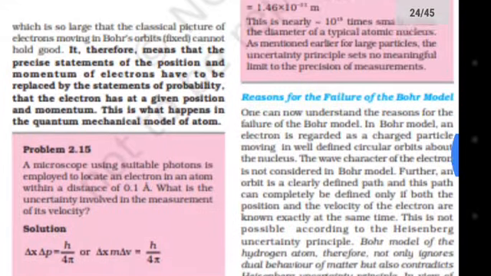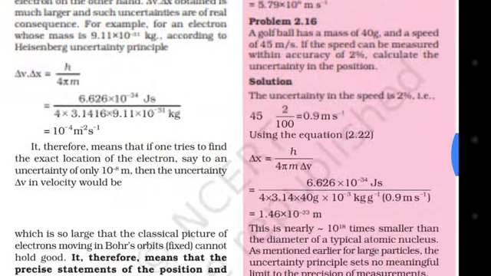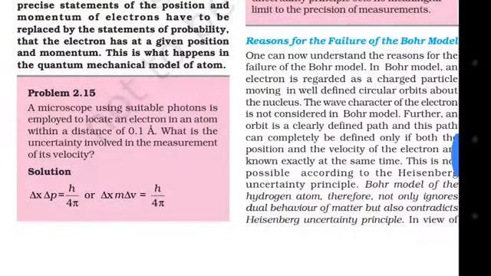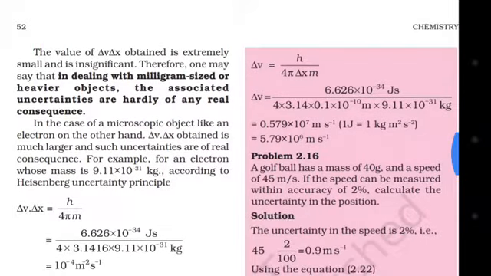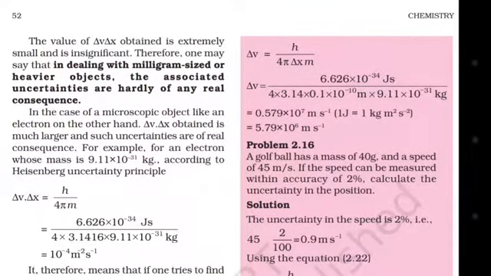Okay, now we should solve problem 2.15. A microscope using suitable photons is employed to locate an electron in an atom within a distance of 0.1 angstrom. What is the uncertainty involved in the measurement of its velocity? Solution: delta X into delta P is equal to h by 4 pi, or delta X into m delta V is equal to h by 4 pi. Delta V is equal to h by 4 pi delta X m.